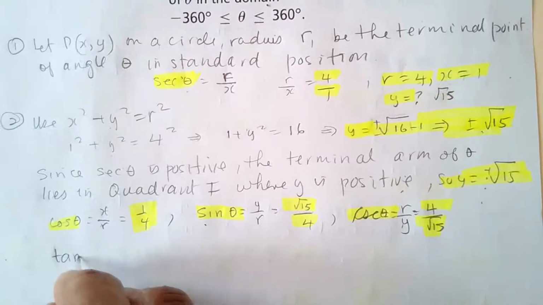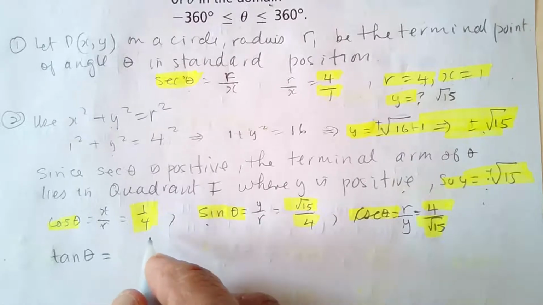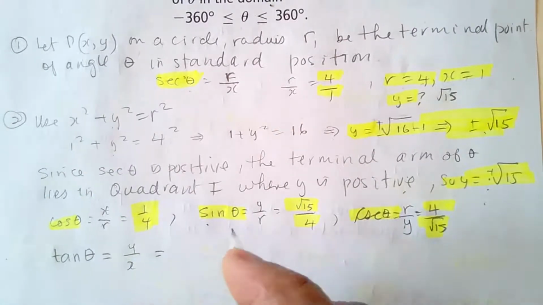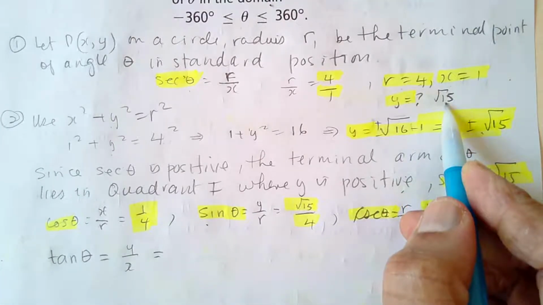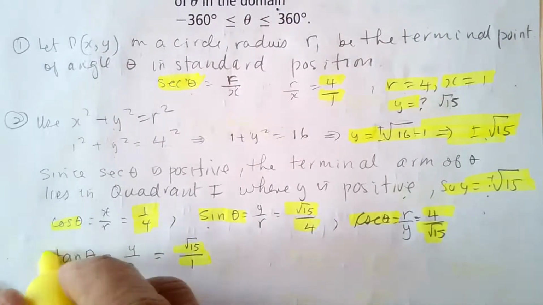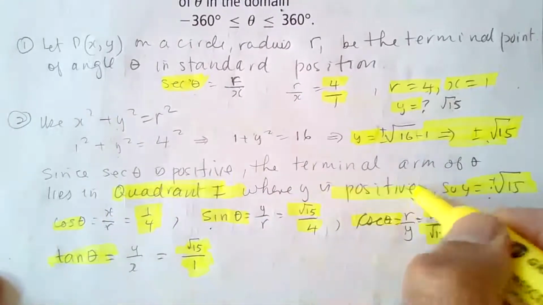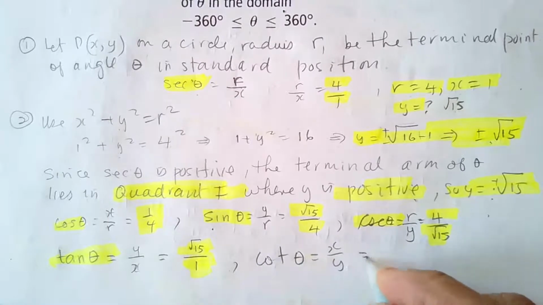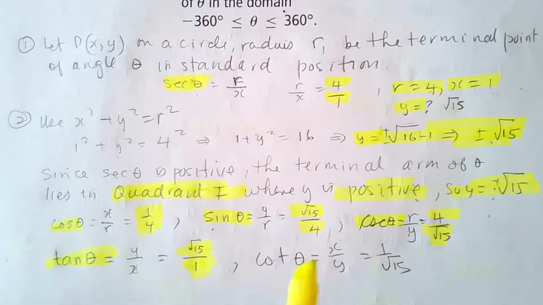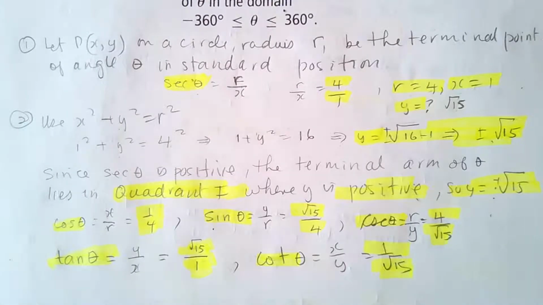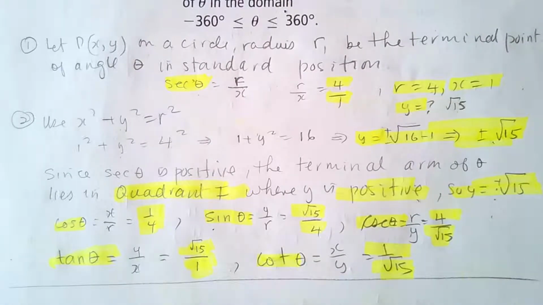Now the last two would be tan theta, which we remember is y over x, where y is root 15 and x is 1. So root 15 over 1. Remember, these are positive because they're all in quadrant 1, so there's no negative. And cotan theta is x over y, which is 1 over root 15. So there are your other 5 trig ratios.